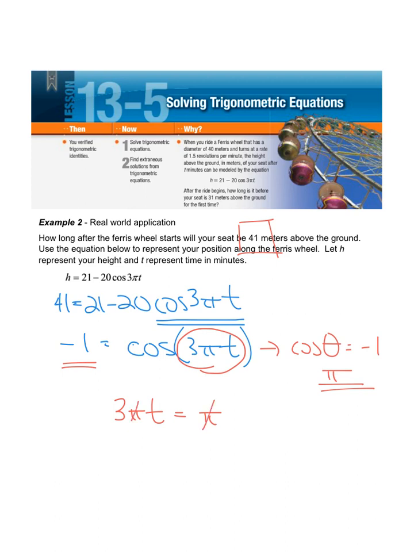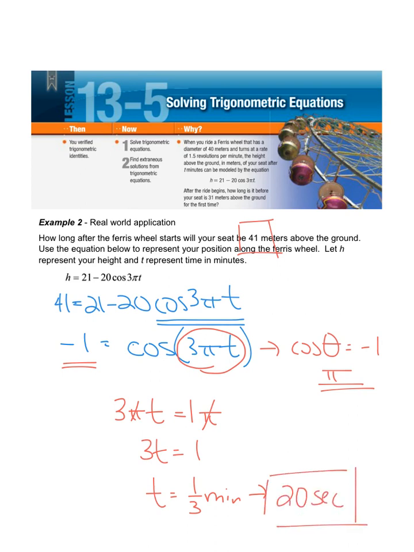If we notice, there's pi on each side, so I'm going to be left with 3t equals 1. So I know t is 1/3. And if you look at the label, it's 1/3 a minute. You can always switch it over to seconds. So after 20 seconds of your ride, you will be 41 meters off the ground.